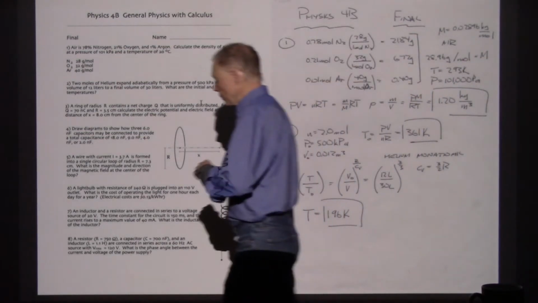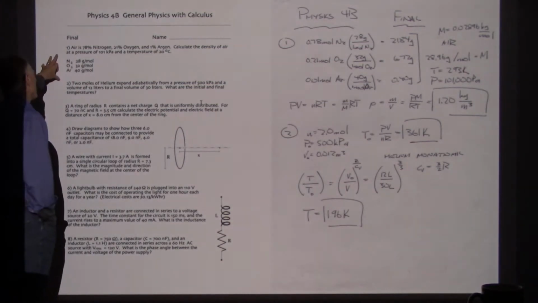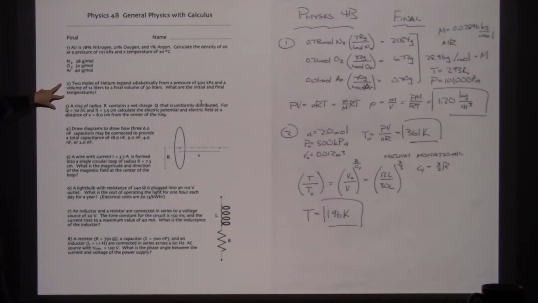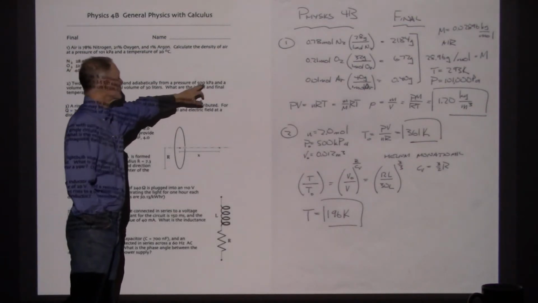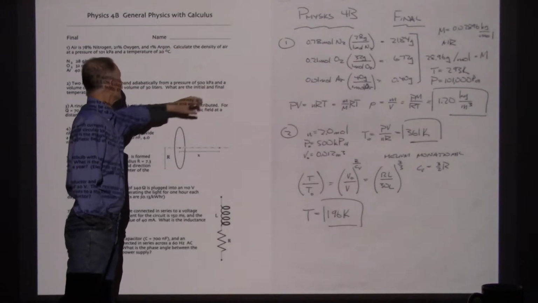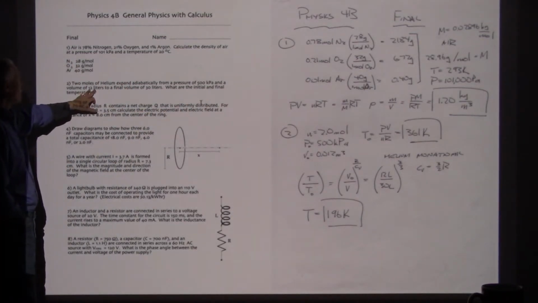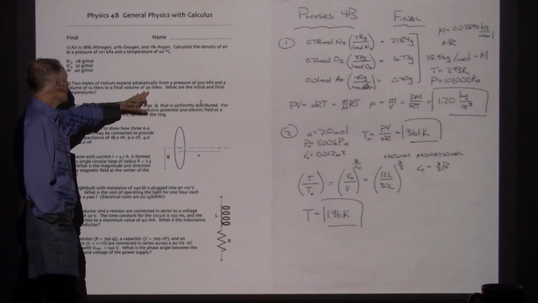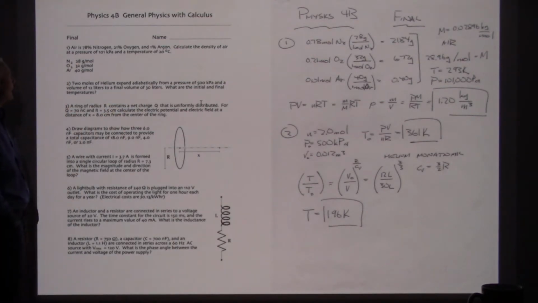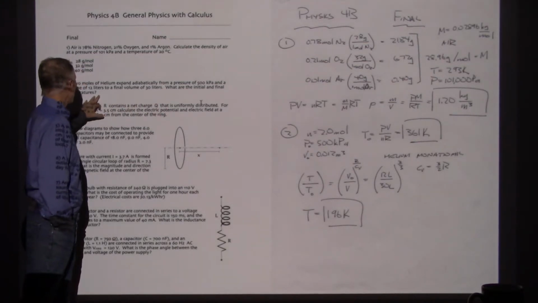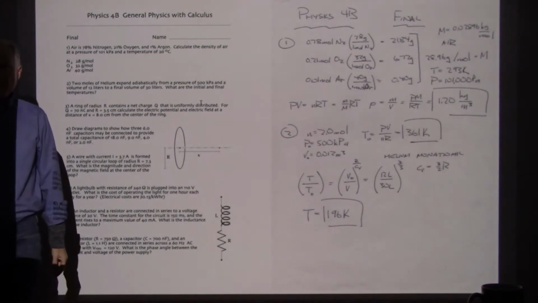All right, let's see what else we've got here. There's another problem. This is from thermodynamics. Here's another example from thermodynamics. We have a sample of helium. It consists of 2 moles, and it's going to expand adiabatically. It's going to start off at a pressure of 500 kilopascals and a volume of 12 liters. And it's going to end up with a final volume of 30 liters. So what would be the initial and the final temperatures of the sample?